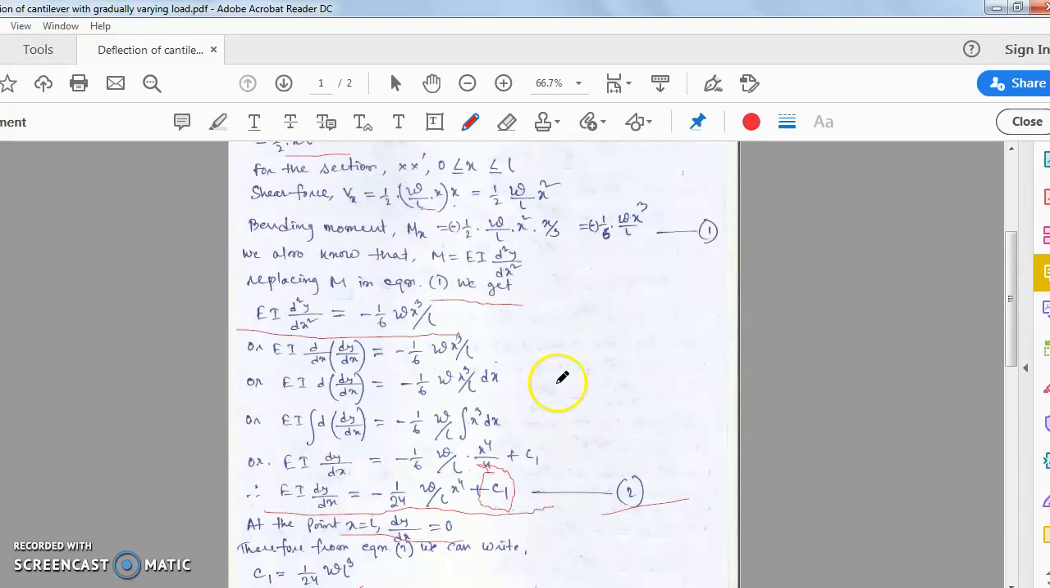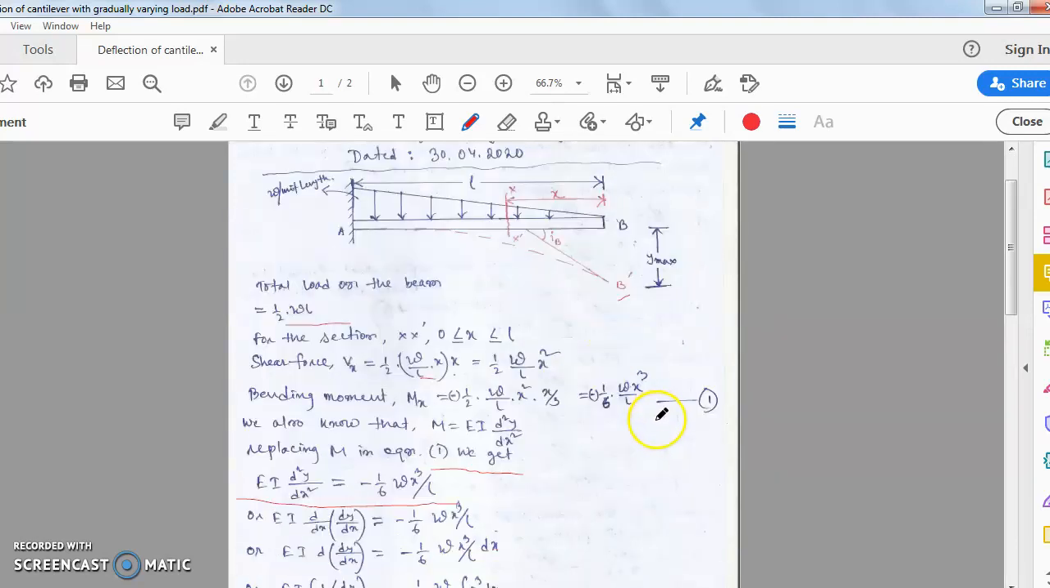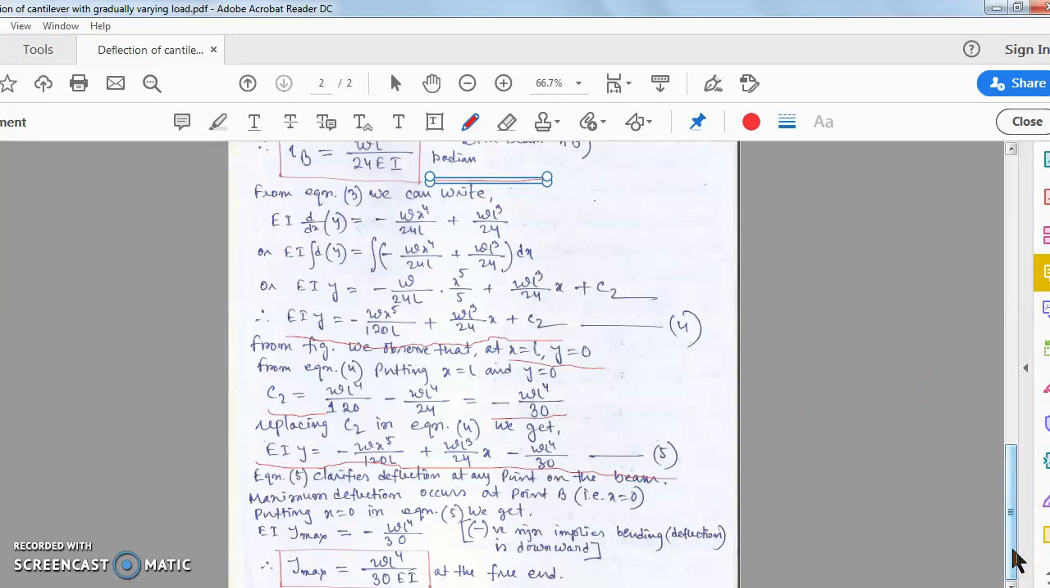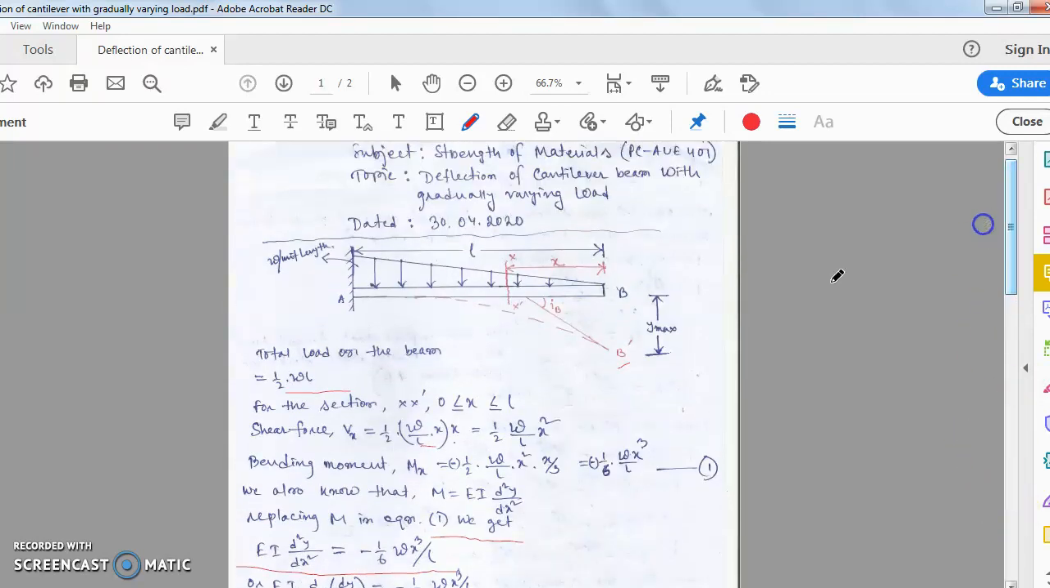The maximum deflection occurs at point B, that means at x equal to 0. Put x equal to 0 in equation 5 and we get the expression for y max. Y max comes out negative because the deflection is downward. Whatever the sign, positive or negative, we take the magnitude, the modulus value. So y max is finally W L to the power 4 by 30 E I. The maximum deflection occurs at point B, the free end.